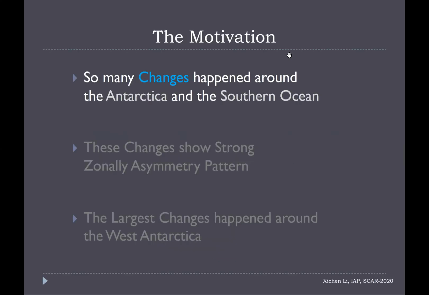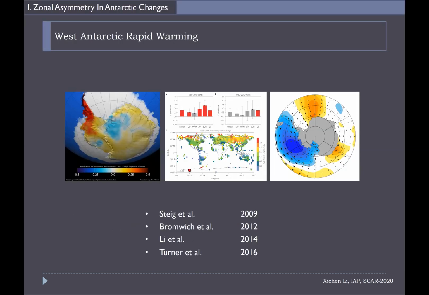So one of the main motivations of this study is that there are so many climate changes happening around the Antarctica in the past several decades, and these climate changes might be linked to each other. So in atmosphere, during the past several decades, the West Antarctica and the peninsula experienced a rapid warming, which is associated with the atmospheric circulation changes, including both the deepened atmospheric low and the intensified Southern Annular Mode.